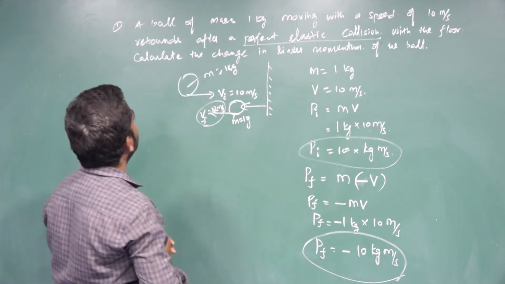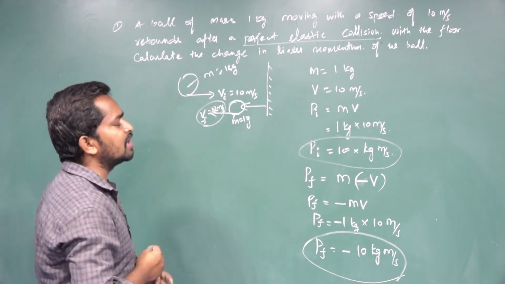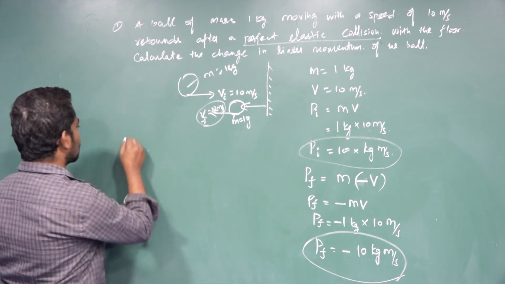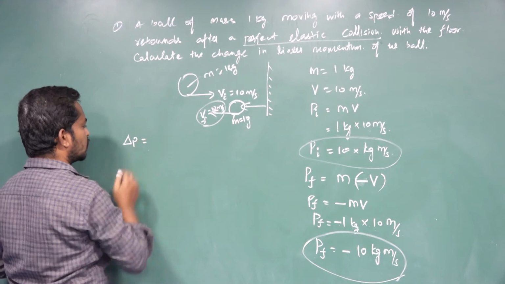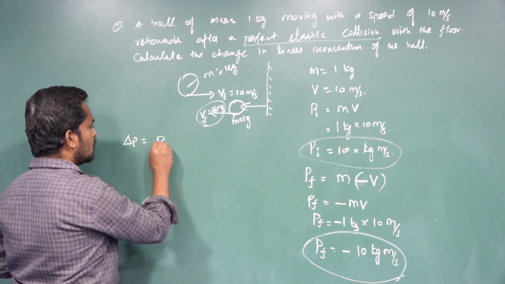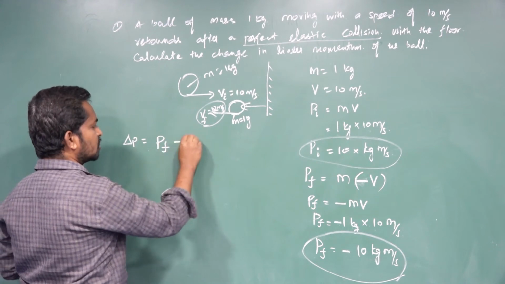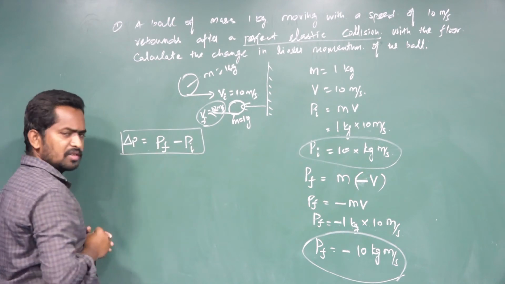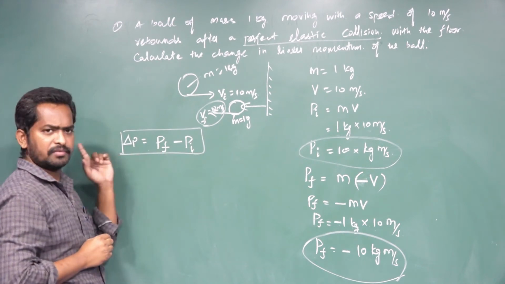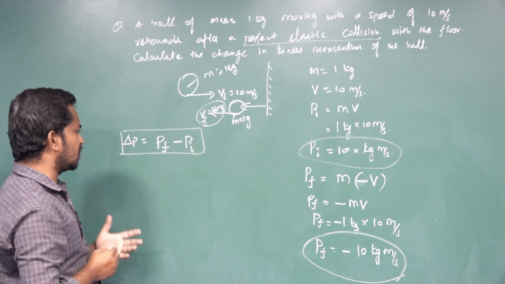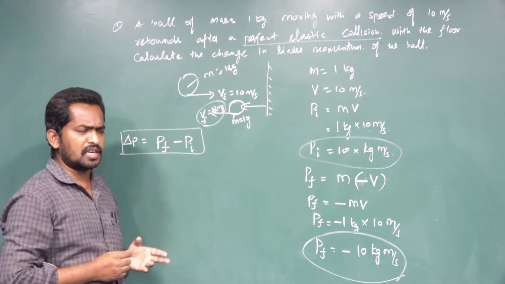What is the question? Calculate the change in linear momentum. What do you mean by change in linear momentum? Delta P, this symbol means change. Change in momentum is equal to final momentum minus initial momentum. This is the formula of change in momentum: the difference between final momentum and initial momentum.